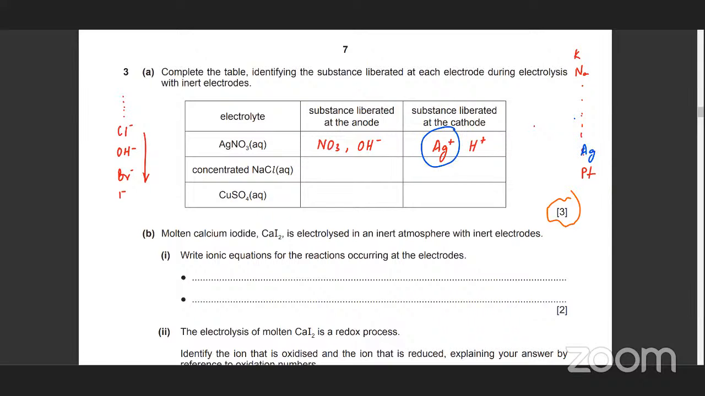And on the other side, NO3 is somewhere up at the top. OH is at the bottom. So it's going to be OH. And OH turns into oxygen. So you're going to get O2 over here. And you're going to get silver on the other side.